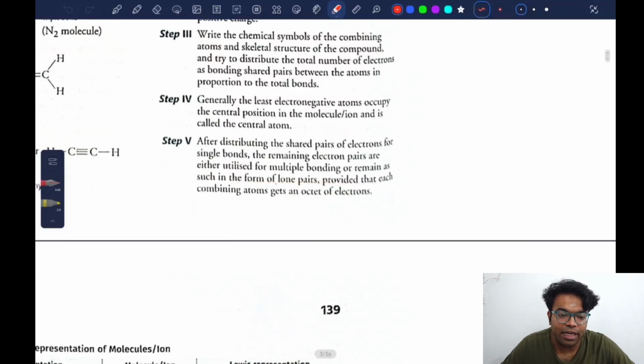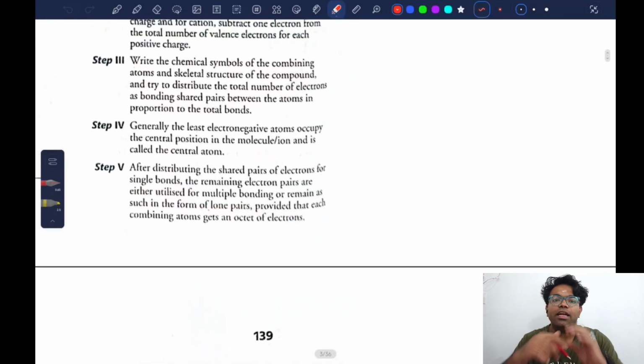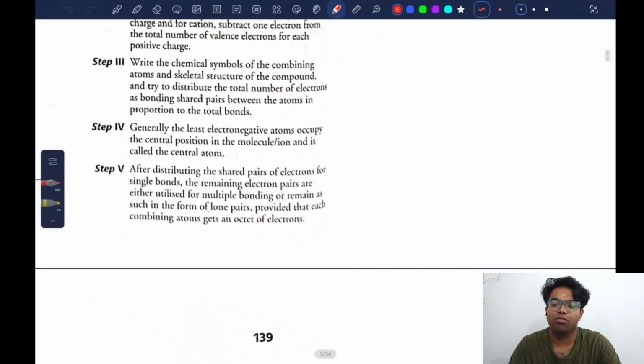I think I have already taught you this. There are two types of electrons when it comes to an atom. When an atom is forming a bond with another atom, the electrons that are participating in the formation of the bond are called the bond pair electrons or the shared pair electrons, and the electrons that are left behind are called the lone pair of electrons. So they are alone. That is why they are called lone pair of electrons.